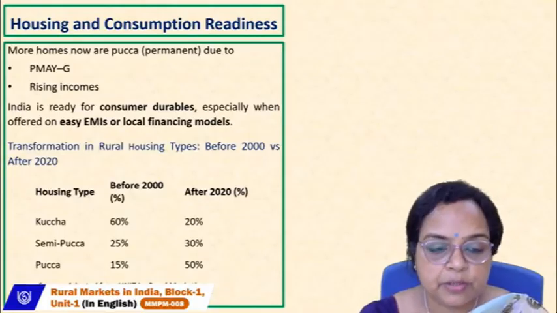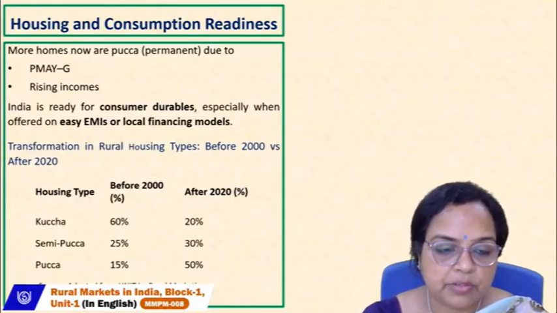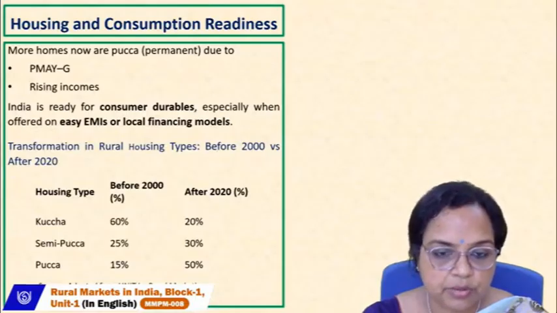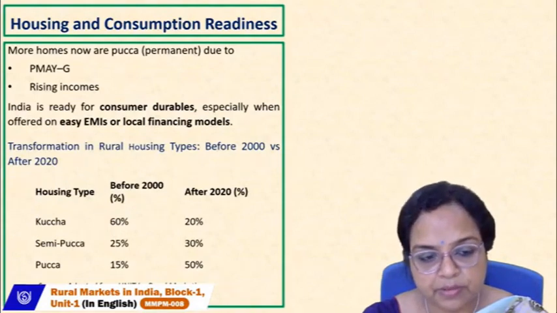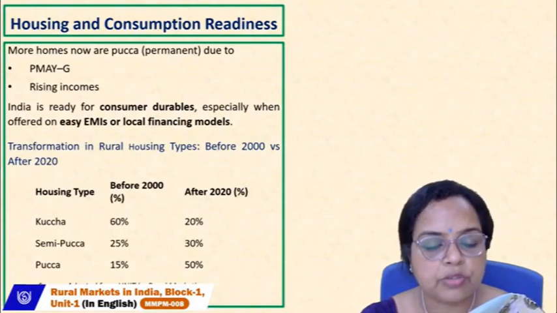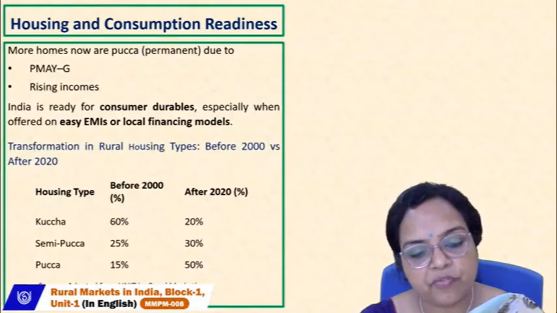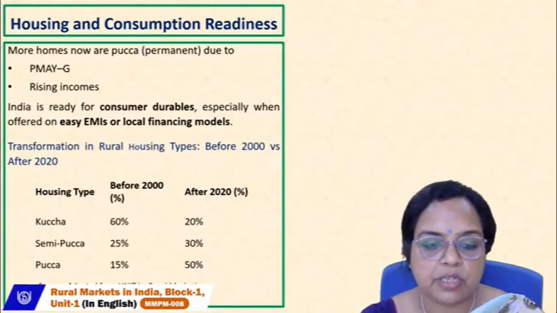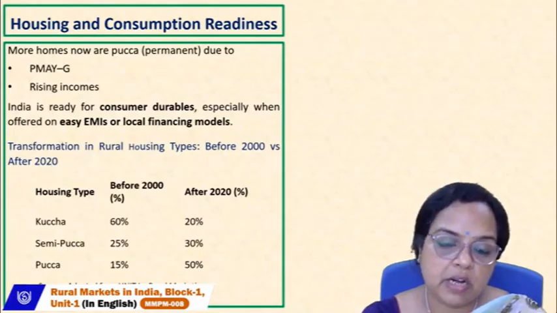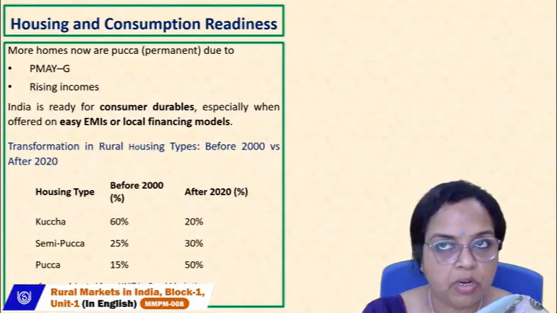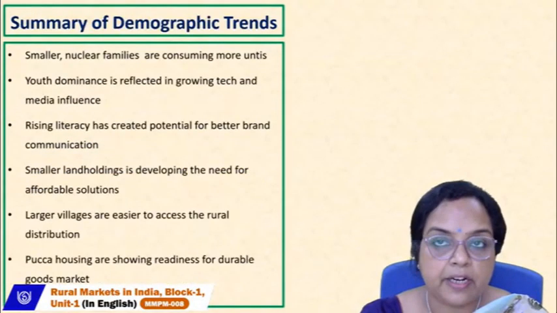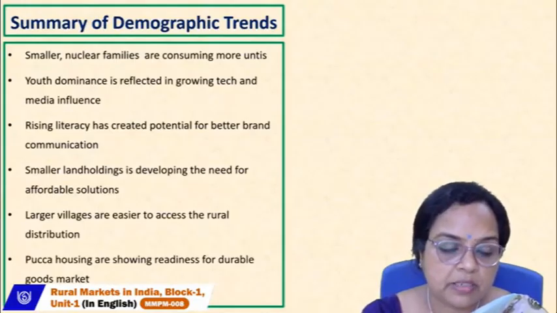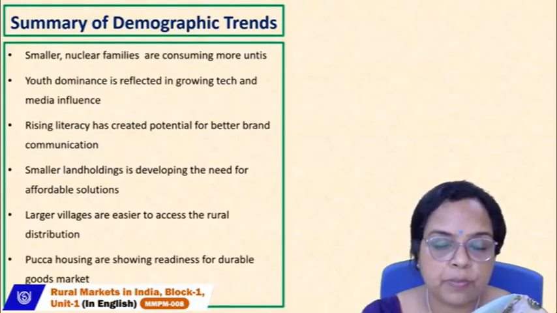Housing type, this table shows that before 2000, 60% were Kacha houses, and after 2020 it has dropped to 20% Kacha houses. Also the Pakka house percentage has increased from 15% in the year 2000 to 50% after 2020. These are all valid data for a marketer to decide how to introduce their product, where to introduce, and who will be the prospective consumers for their product.